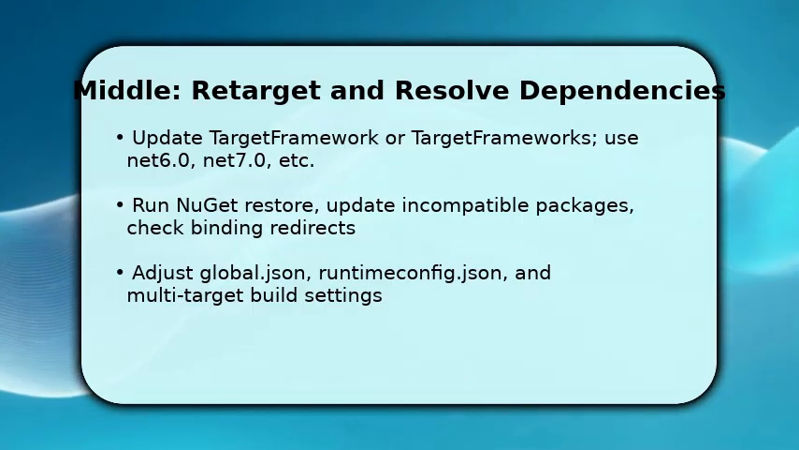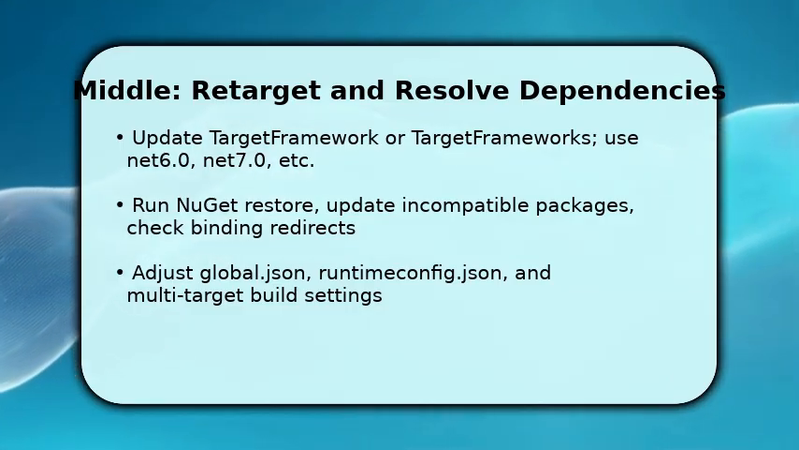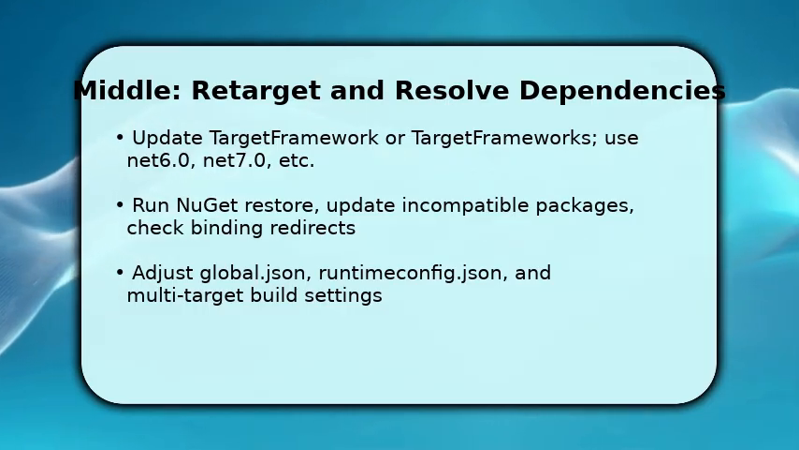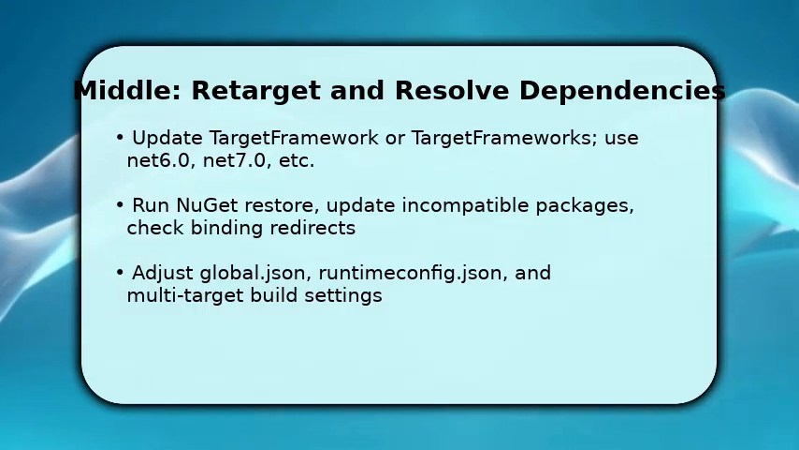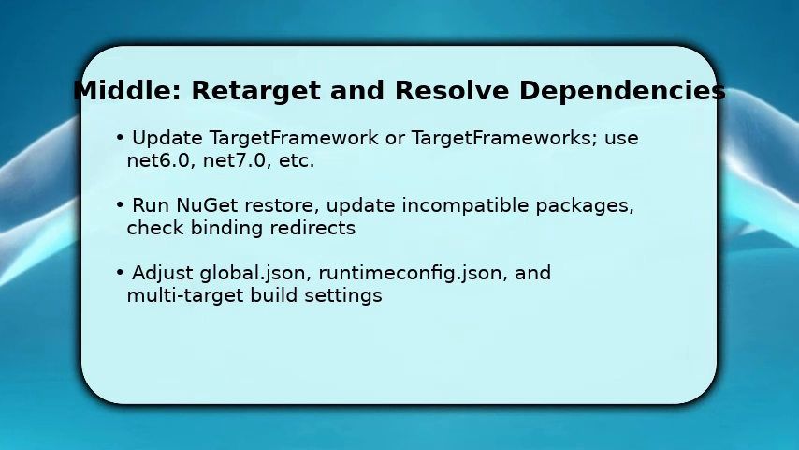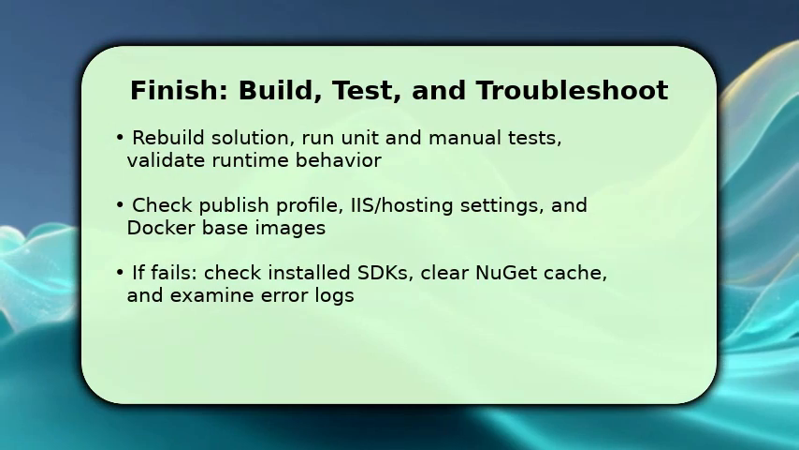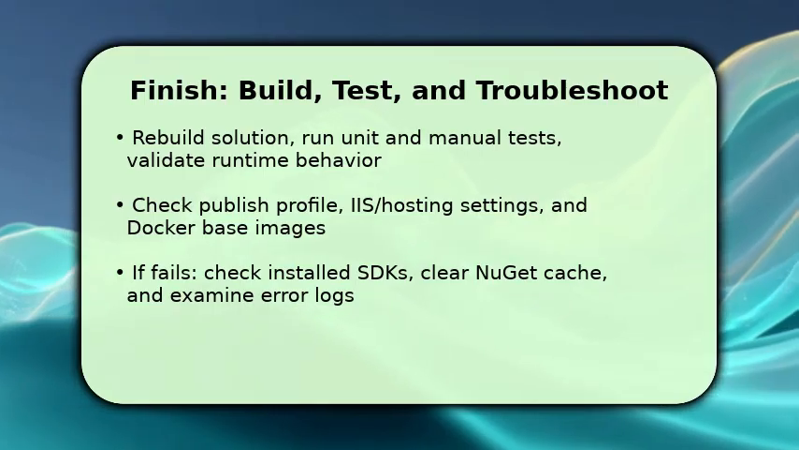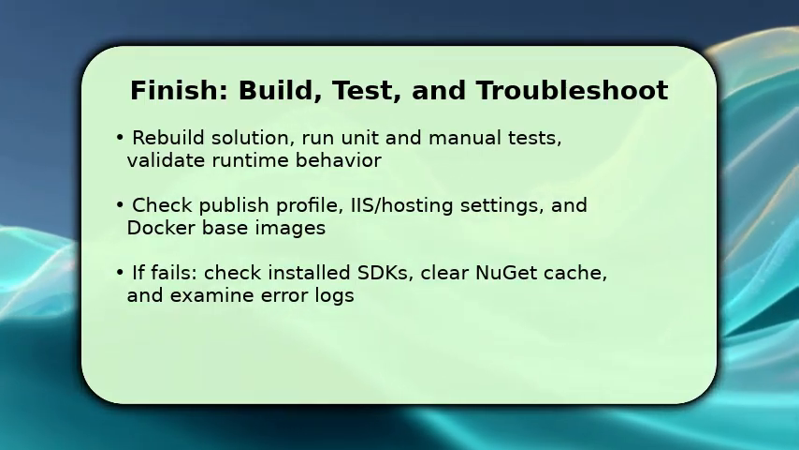Also check global.json to lock SDK versions and inspect runtimeconfig.json after build. These control which SDK/runtime gets used. Make iterative edits and rebuild until compile errors are resolved. You finish by rebuilding the entire solution and running your test suite to verify behavior under the new framework.